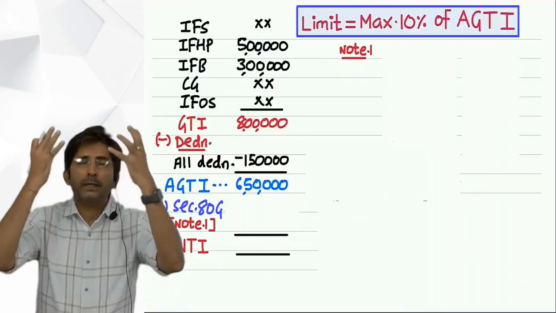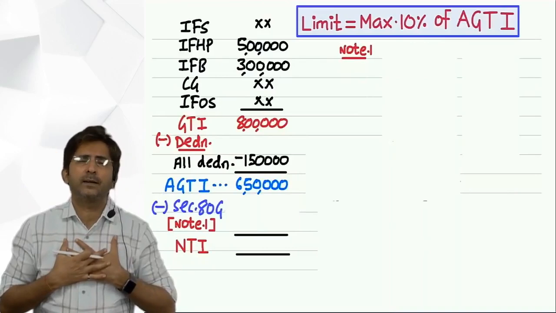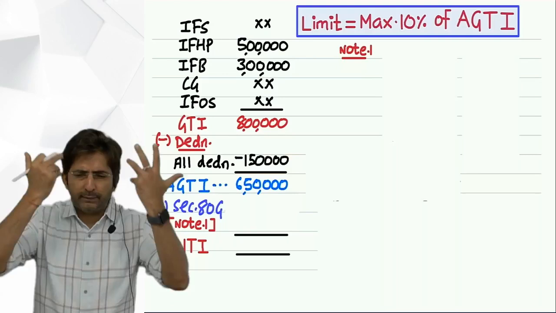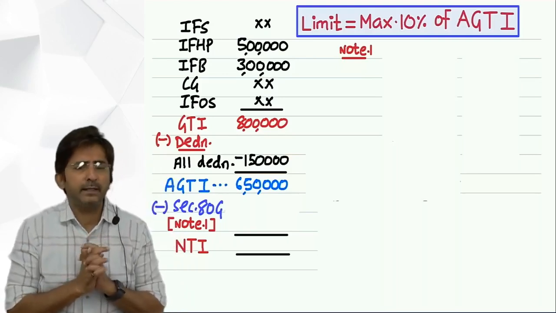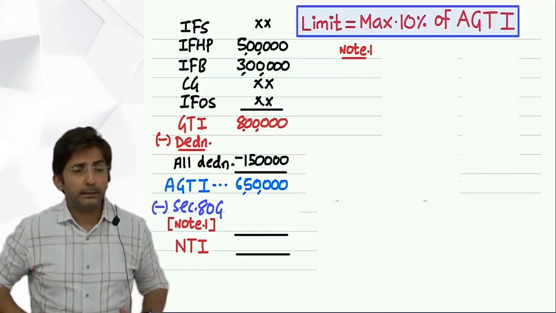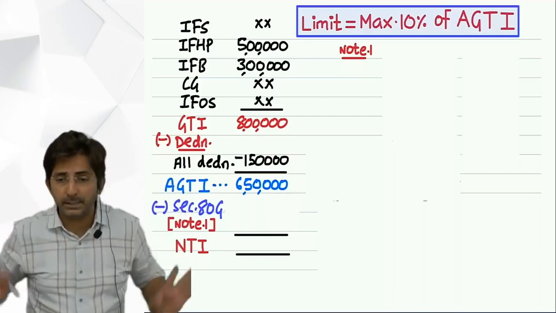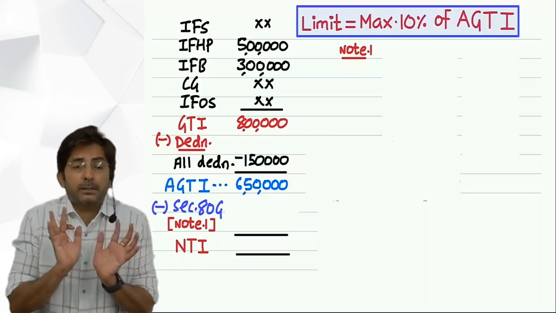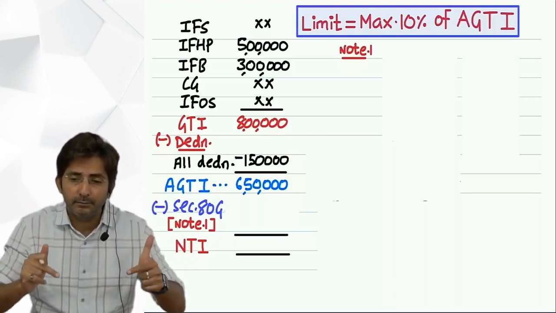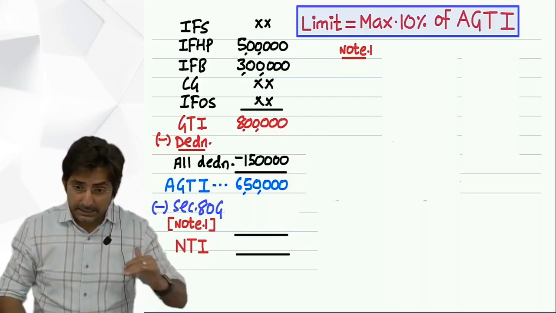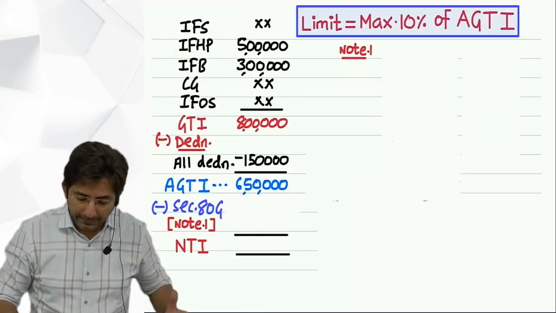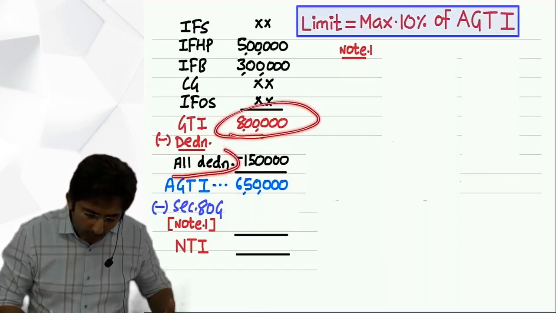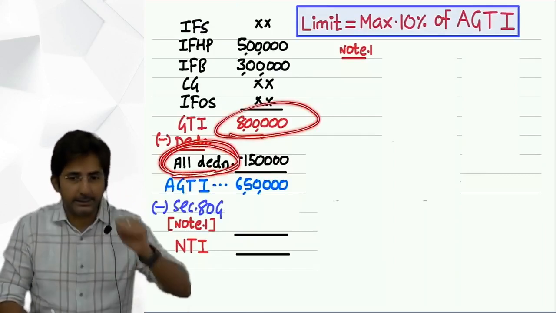Whatever is my income, see, every person has got different size of income. Some people earn more, some people earn less. So whatever is my income, 10% of my income I can donate. But if I say no, I will donate more, it is a waste. For deduction purpose, we allow only 10% of your income. And which income is this? Adjusted gross total income. And adjusted gross total income is GTI minus all deduction except 80G.